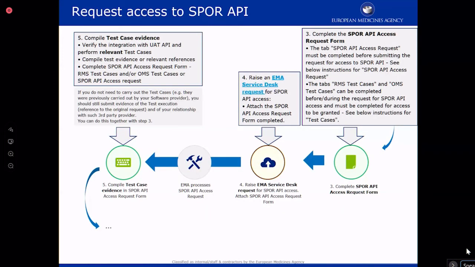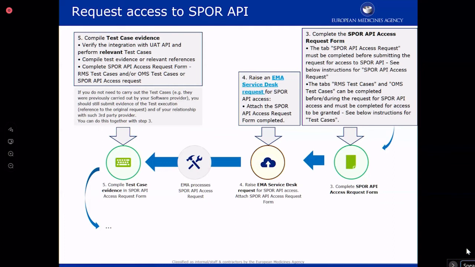The next step is for you to complete this SPOR API access request form. There is one tab which refers to the access request itself, which has to be completed the first time when you submit the request to access the SPOR API. And then the tabs RMS test cases and OMS test cases can be completed after the request, but they are mandatory for you to get access to the SPOR API.